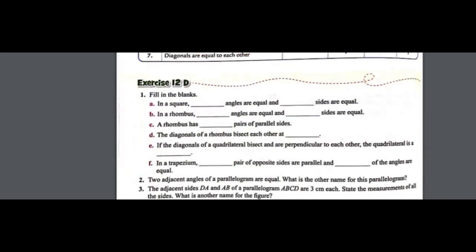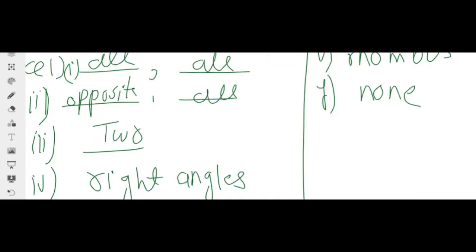And in the F part, that is none. If in a trapezium one pair of opposite sides is equal and none of the angles are equal. In the first blank, you have to put 1 and in the next one you have to put none. Now understood? Yeah.